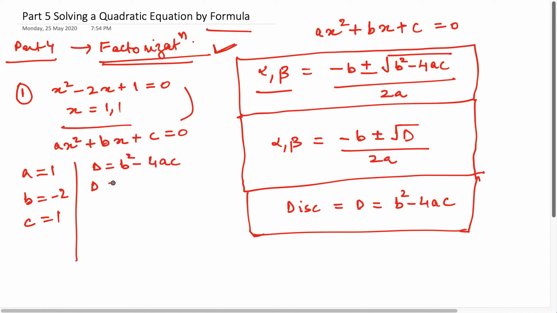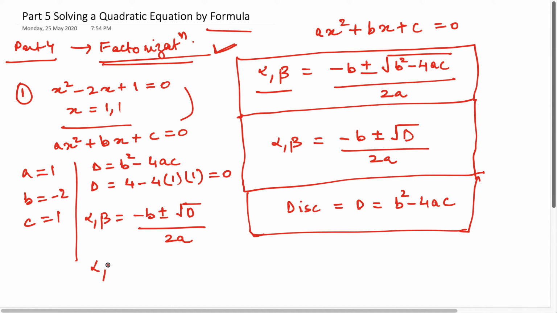So what is the value of d? The value of d is b square, which is 4, minus 4 into a, which is 1, into c, which is 1. That is equal to 0. So the value of d is 0, which means that the two roots alpha comma beta are minus b plus minus root of d, whole thing divided by 2a.